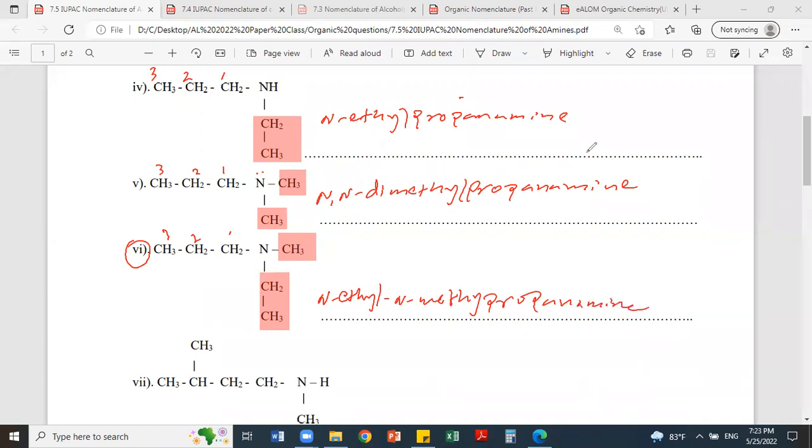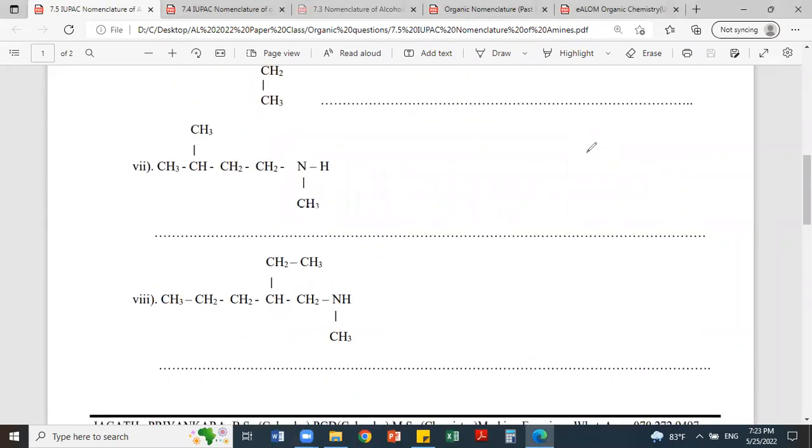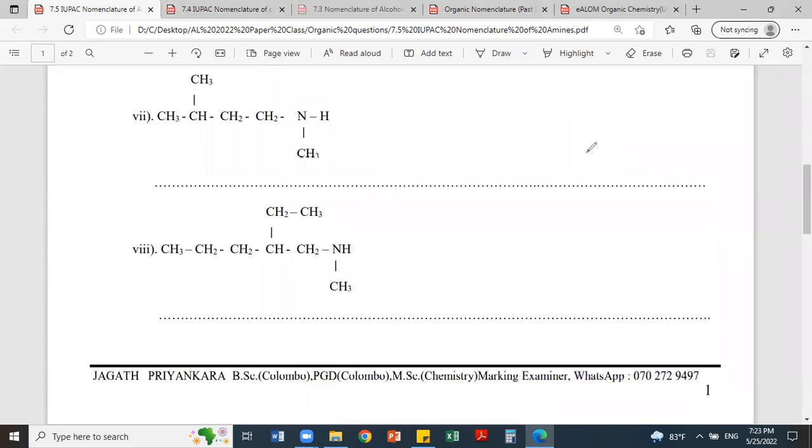Right, the next one, number 7. Can you try this one also? N-methyl, you can write the number. Oh, there's a side group also. Okay, be careful. 1, 2, 3, 4, butanamine. Try first.